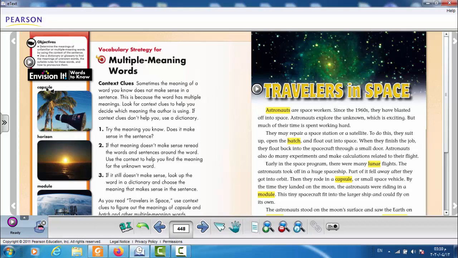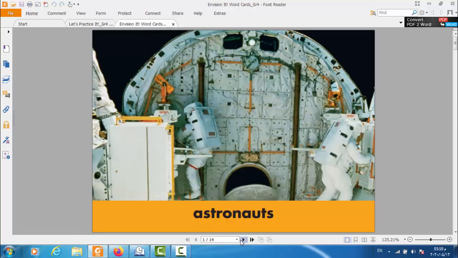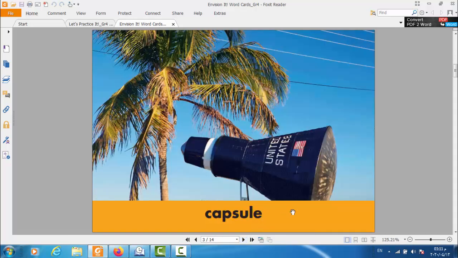Listen and repeat. Capsule. Capsule. In capsule, in here, you'll find that the word capsule is the enclosed front section of a rocket made to carry instruments, astronauts, etc. into space. So the capsule is the enclosed front section of a rocket. You know the rocket, guys. I'm going to show you in here the capsule. Yeah, like this one in here.